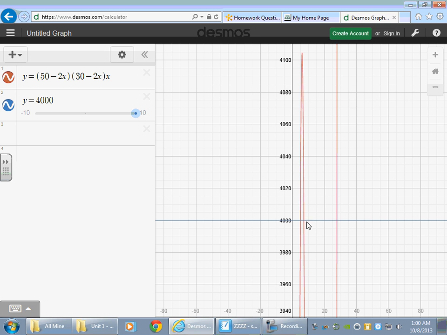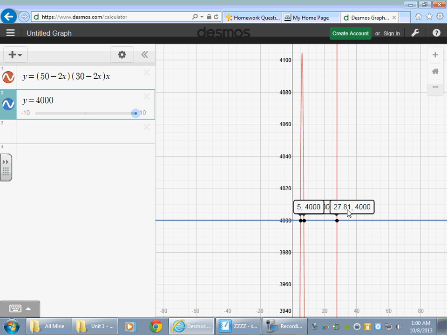With this program, when we have points of intersection, if we click on them, they do show up. So this is 7.19 and 4,000. This is 5 and 4,000. And this is 27.8 and 4,000 approximately. Those become the points at which we hit 4,000. Obviously, between these values is where we're above 4,000. And anything beyond the 27.8, in theory, is above 4,000 as well.